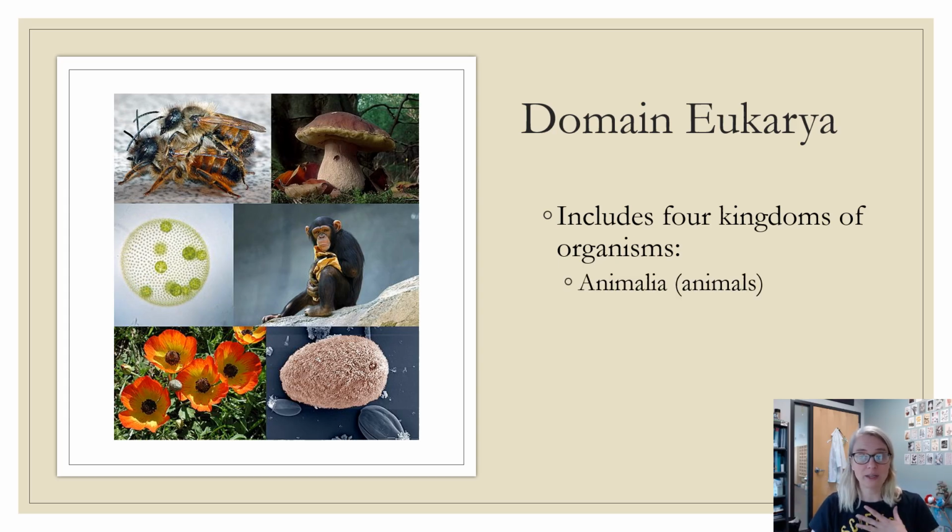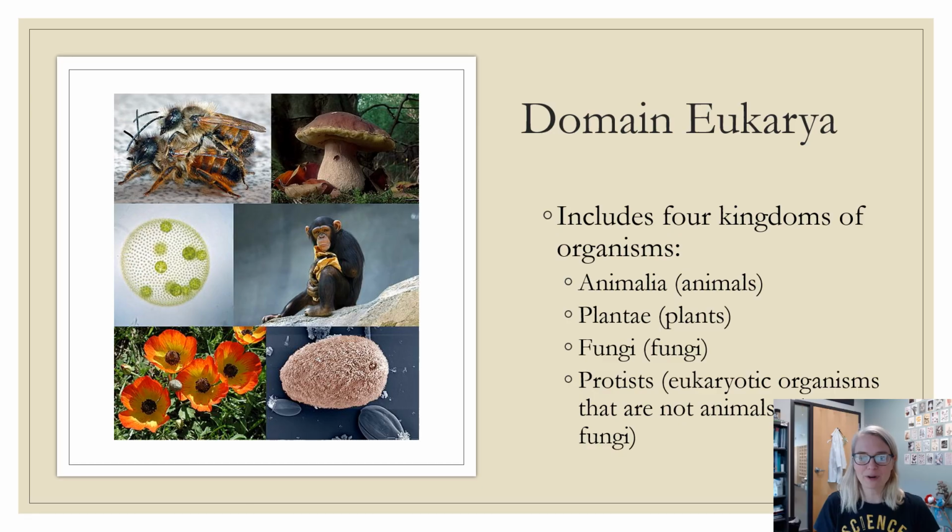So we can split everything that has eukaryotic cells as their cellular structure into animals. We are of the kingdom Animalia. Plants or Plantae, that's things that you are familiar with as being plants. We have fungi, so that's like mushrooms and yeasts and things like that. You're probably familiar with that. And then lastly, we have what I call the junk drawer of eukaryotic things. It's called Protista or protists.